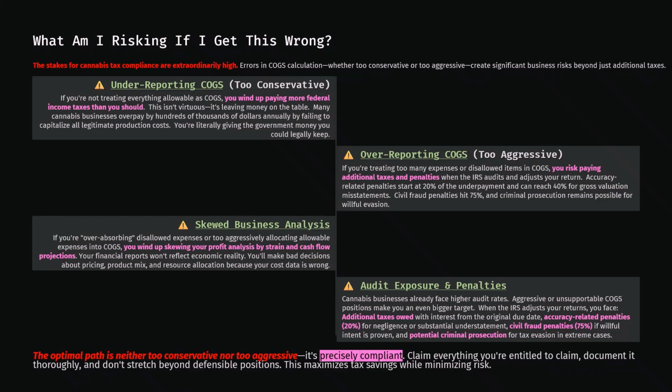So the bottom line, you can't afford to be too cautious or too aggressive. You've got to be accurate, consistent, and defensible. That's how you protect your margins, stay compliant, and make good business decisions based on real numbers.